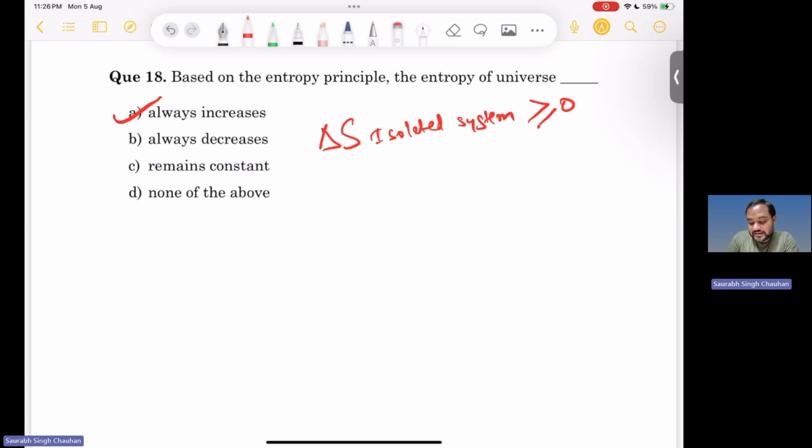If everything inside the universe was completely reversible, then the entropy could be constant. But there are some processes that are irreversible. So the overall entropy of the universe should increase.